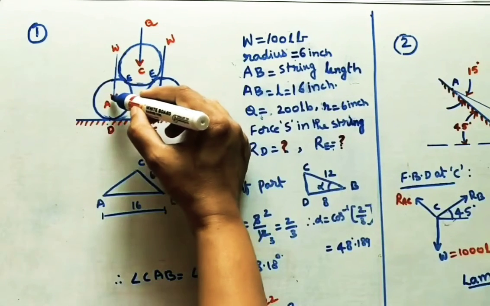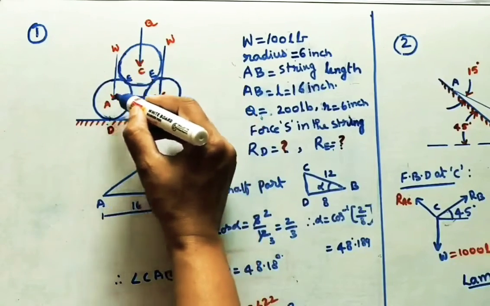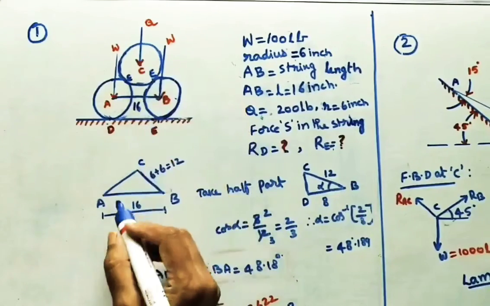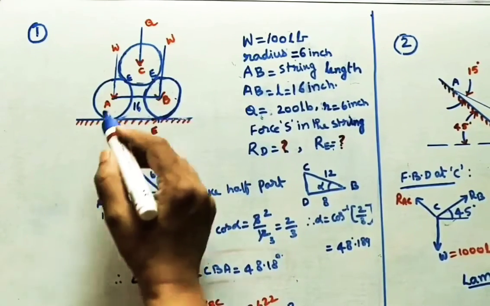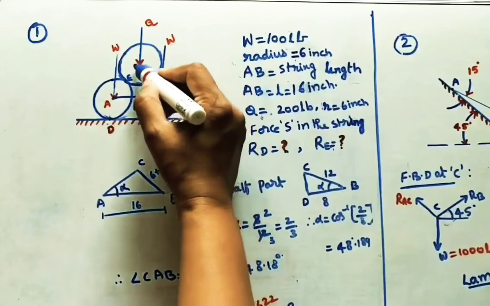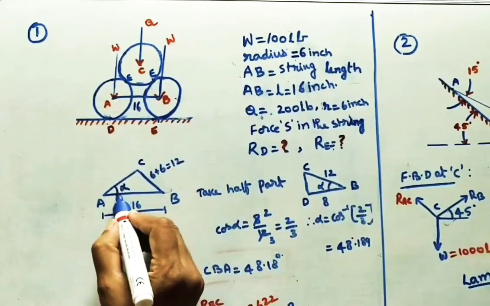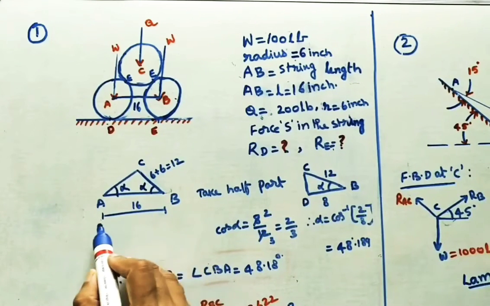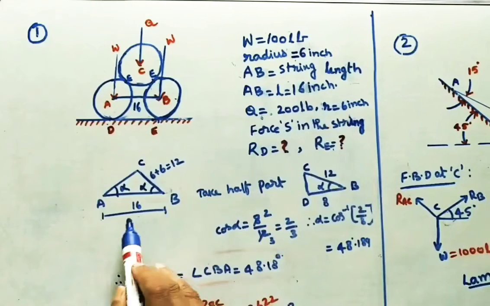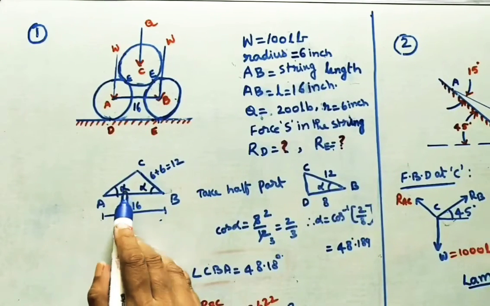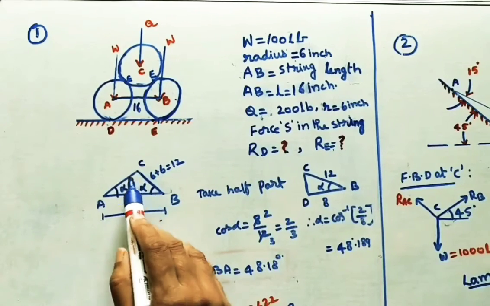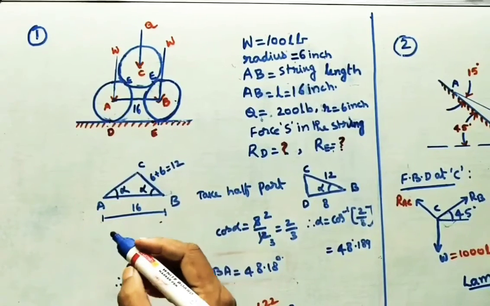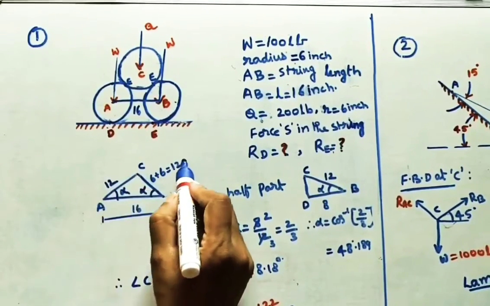First I will join ACB like this, and I will get one triangle. Why am I joining? Because I want to find this angle, alpha, the angle at A, and similarly at B. It is symmetrical, so whatever angle is on this side is the same on the other. The total AB length, the string length, is 16 inches. We need to find the angle. This length, BC or AC, is the radius of this plus the radius of this, 6 plus 6, so this is also 12 inches, and this is also 12 inches.